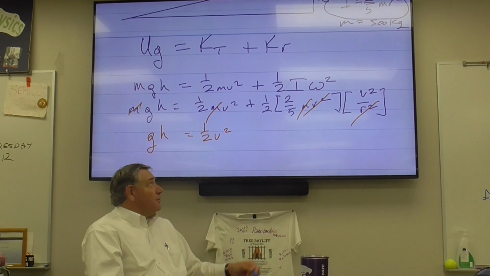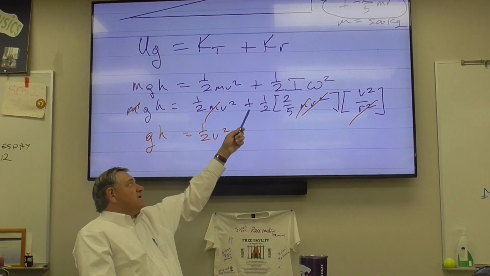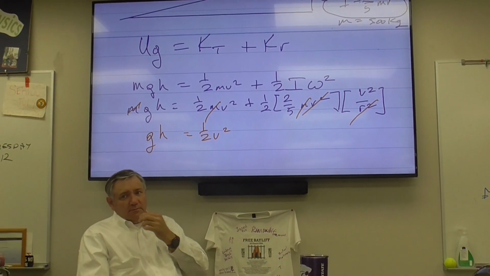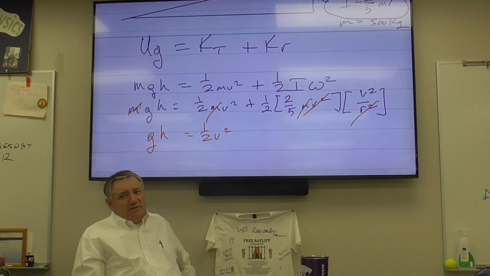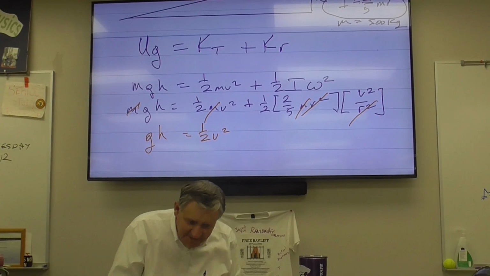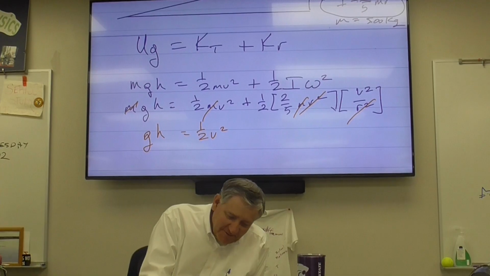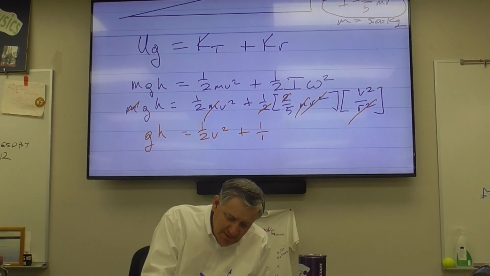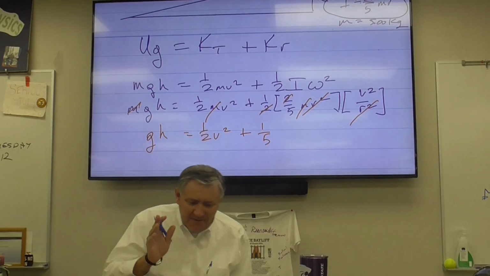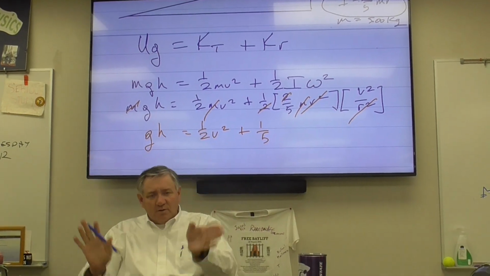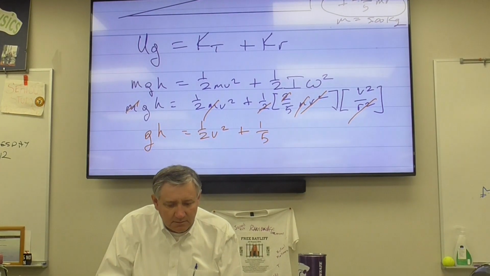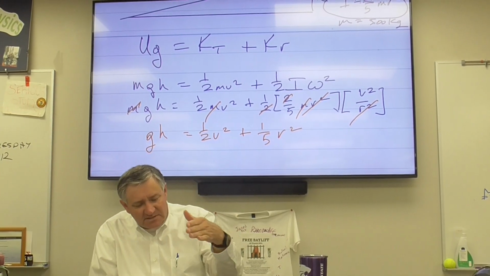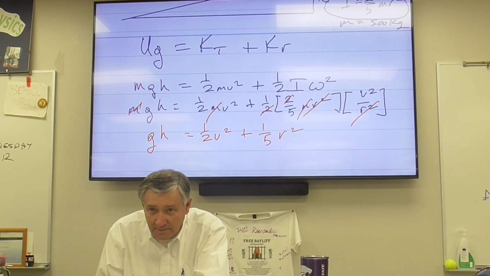Now, Cohen, to your point, when I take 1/2 times 2/5, what do you get? 1/5. If you didn't know that, oh. Okay, I get 1/5, but then out of all of that canceling, what do I have left? V squared. So I get 1/2 v squared plus 1/5 v squared.